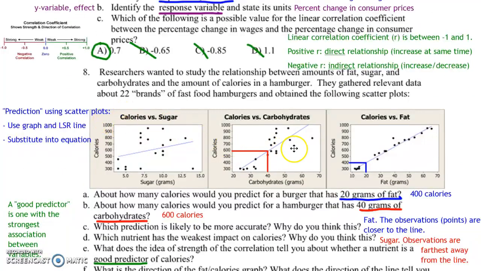For the next one, we're talking more about scatter plots, and you can see that this one has a stronger relationship because the points, the observed points, are closest to the predicted line. This one is a little bit weaker, and this one's weaker still.